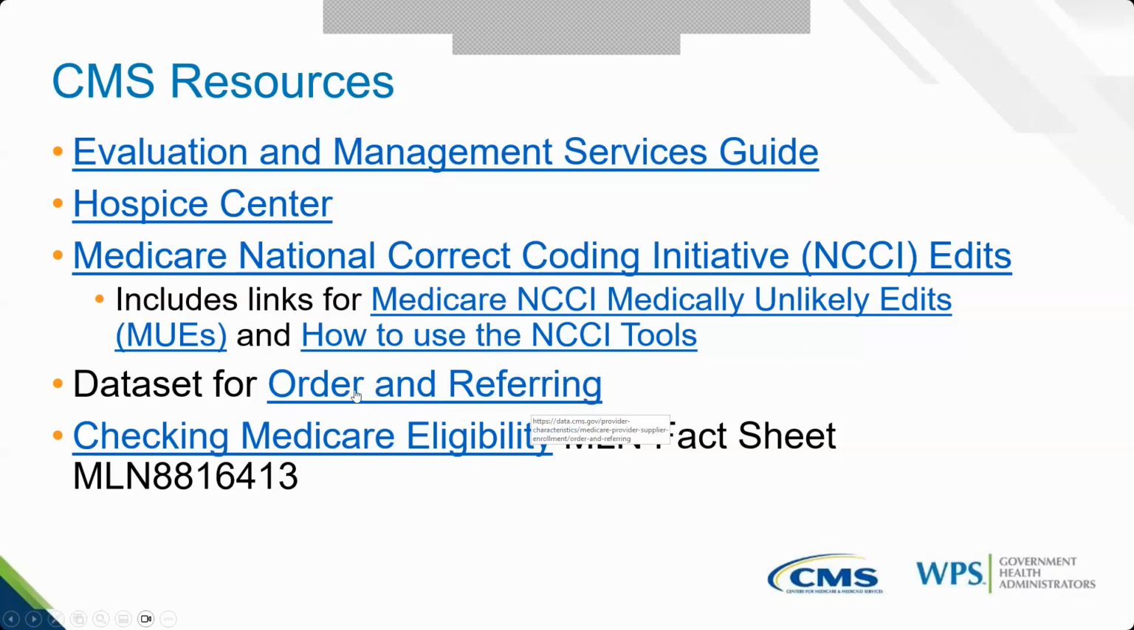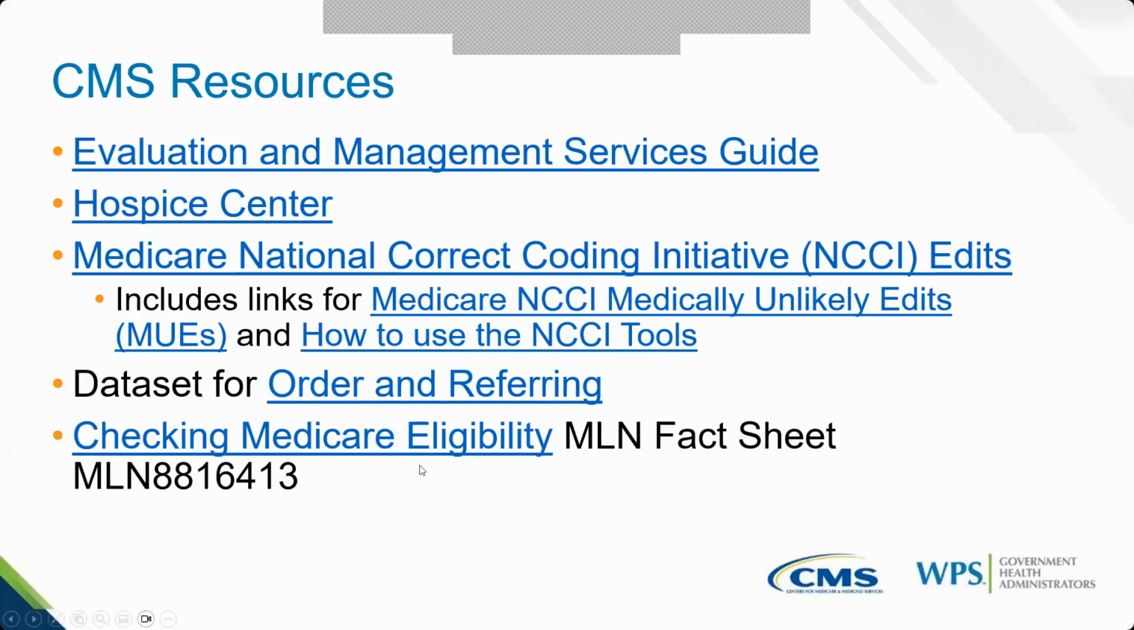Here's that data set for ordering and referring providers. It lists providers that are eligible to order and refer, and gives you the name and the identifier for each. I don't remember if they were rejections or denials, but if your claim rejected or denied because you were missing a referred provider, or it was invalid, or they weren't eligible, that's your resource right there.